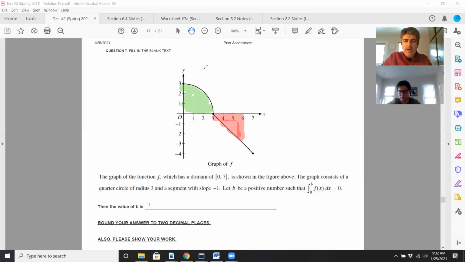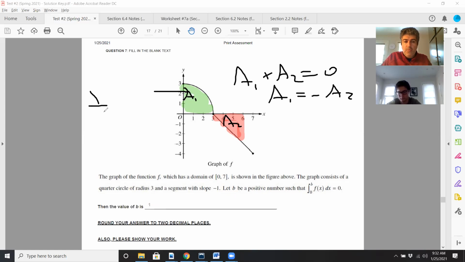So if I call this A1 and call this A2, A1 plus A2 has to equal 0. I need those to cancel out. So I need A1 to equal negative A2, essentially. What you could do is find the area of this one, which is not hard. That's 1/4 of a circle times 3 squared, so that's 9 pi over 4. Therefore, the red area has to be negative 9 pi over 4. Or, for simplicity's sake, just keep it positive and use the area of a triangle.